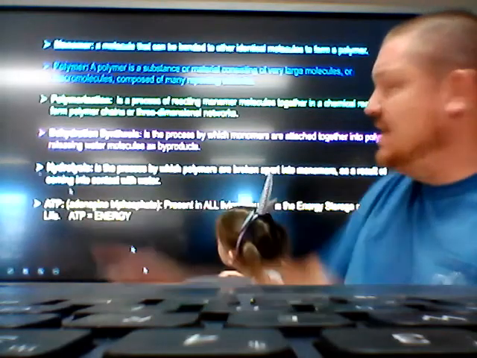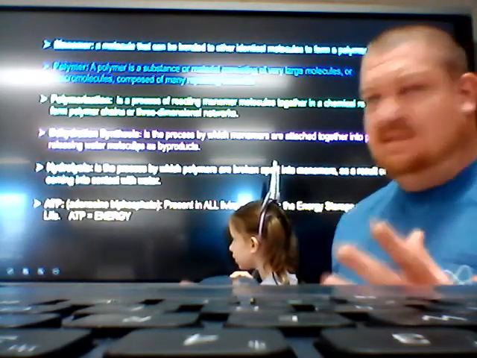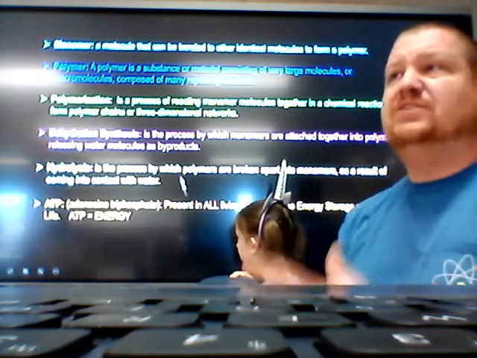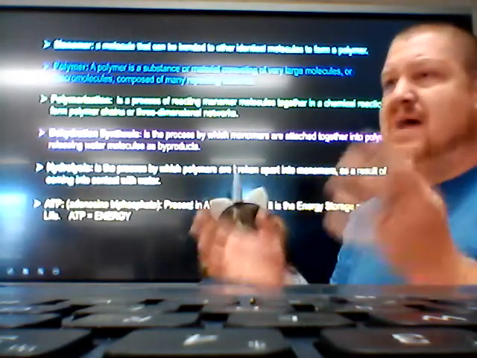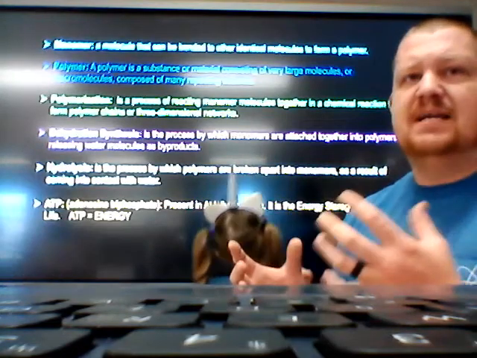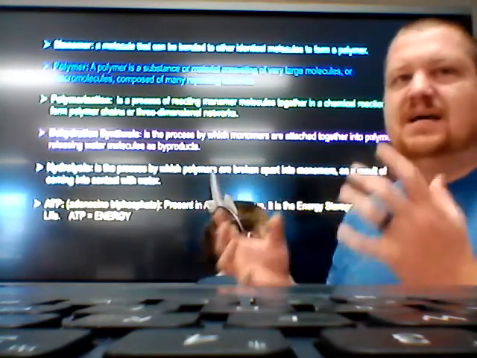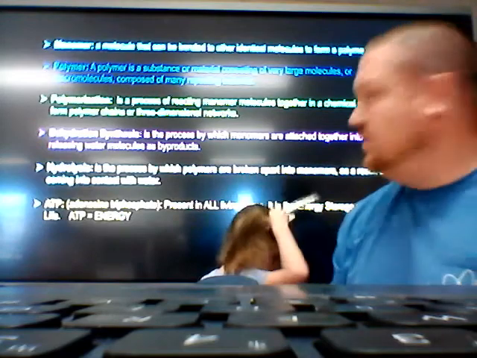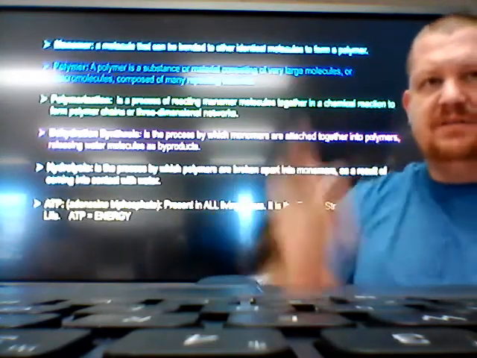And of course down here, ATP, adenosine triphosphate. This is in all living tissues. This is the energy chemical compound of life. It's in everything. Everything that needs or uses energy is in the form of ATP. So you hear ATP? Energy.